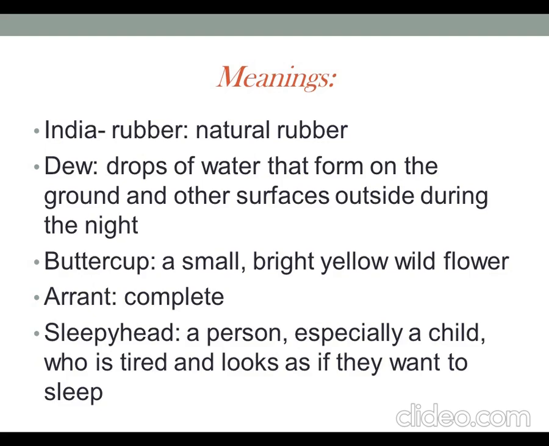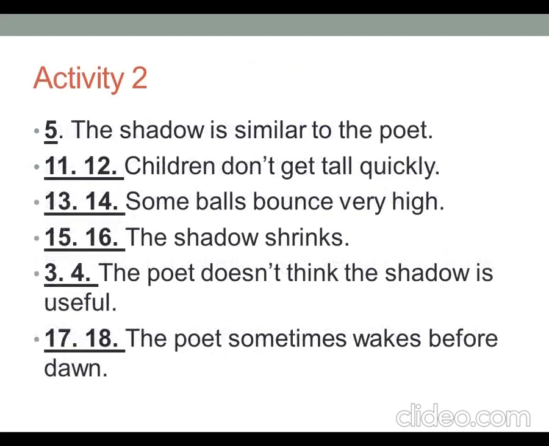Now, let's do activity 2. Work with a group or partner to write the numbers of the lines from the poem that match each meaning. You might need more than one number for a meaning. Now you do not have a group or partner, so I'm your partner. Let's start with the first one. The shadow is similar to the poet. Now, in the poem, line number 5 is "He is very, very like me from the heels up to the head." So, when you say he is like me, that is, the shadow is similar.